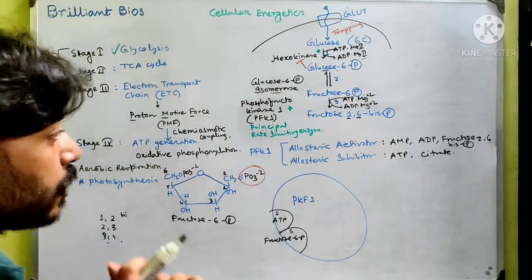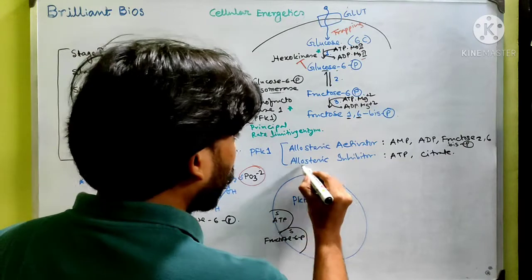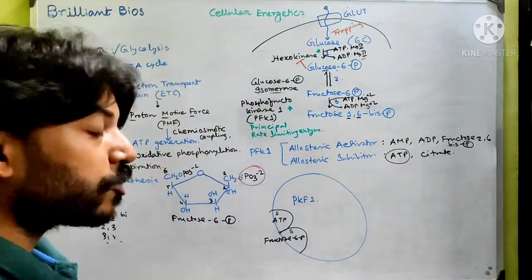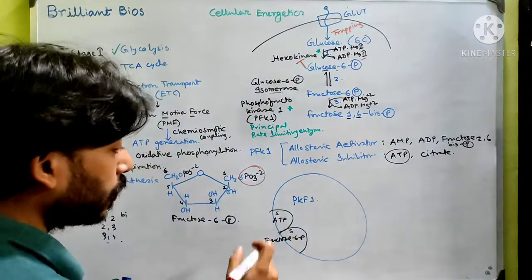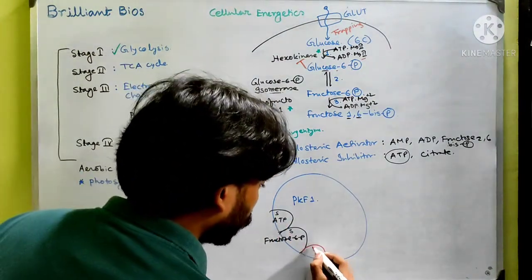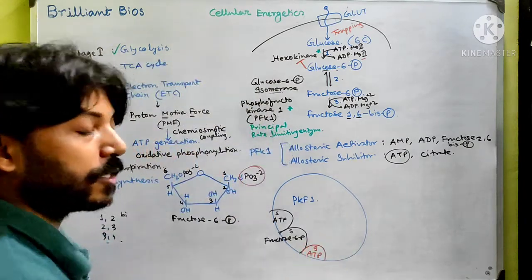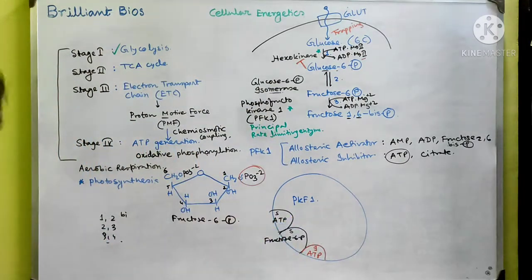But an interesting fact is the allosteric inhibitor is also ATP. So there will be an allosteric inhibitory site for ATP. Let me draw here. So this is the inhibitory site. Here also ATP can bind and inhibit the enzyme.